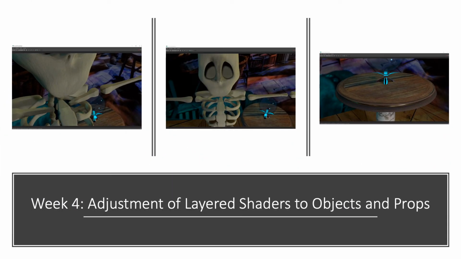So we continued this adjustment of layering shaders to objects and props in our scene, and I created more of a roughness on the table, and that helped cut down that shine, that sheen, gave it more texture like a wood table would have. But the most impressive look to me was creating a texture and really a porous look to the bone character.